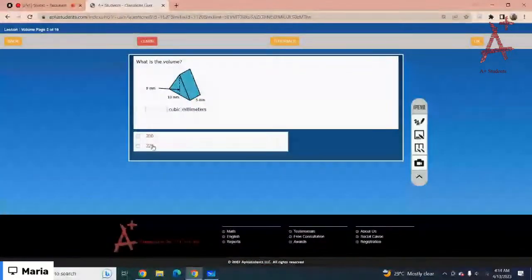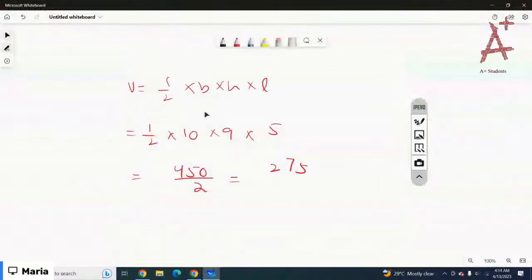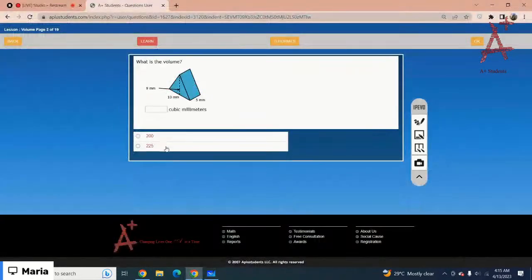So the correct option is 225. Sorry, not 75. 90 and 9. 9 times 5 is 45. Yes, it is 225. Got it? So the correct option is 225.